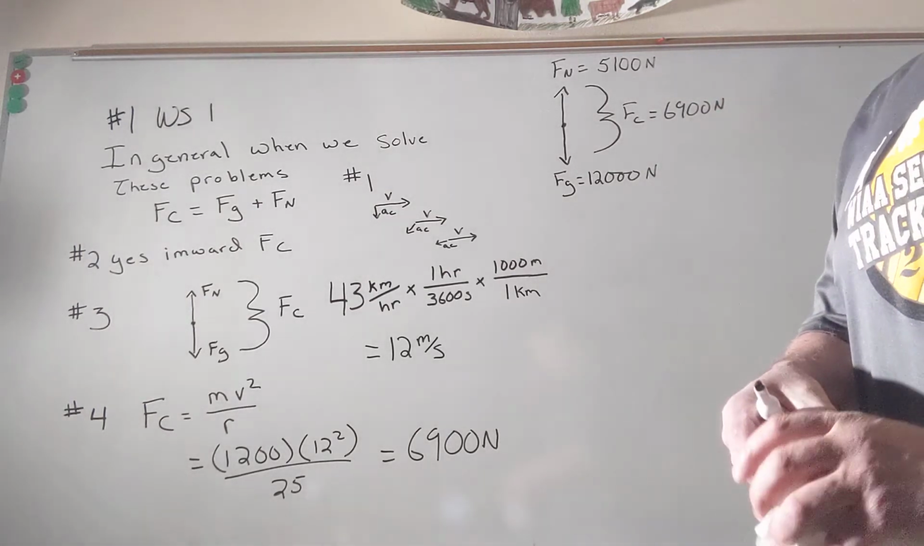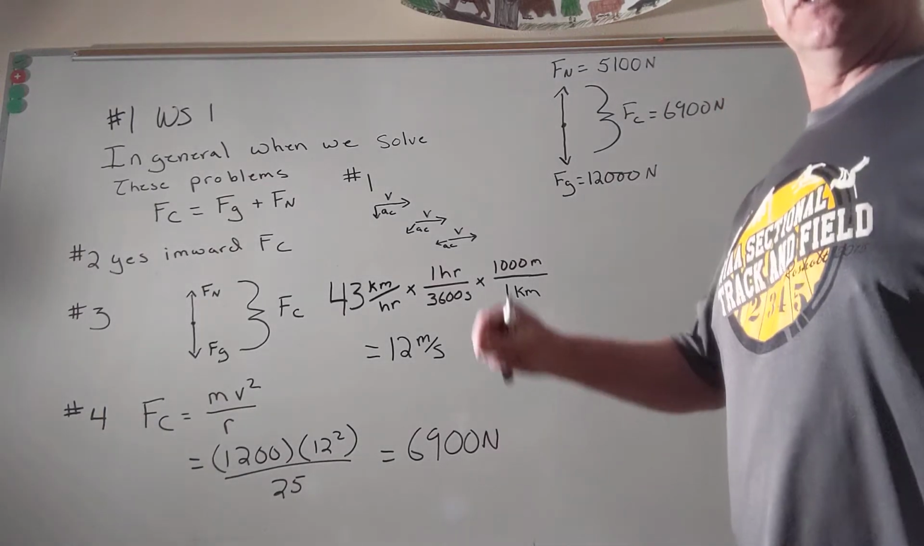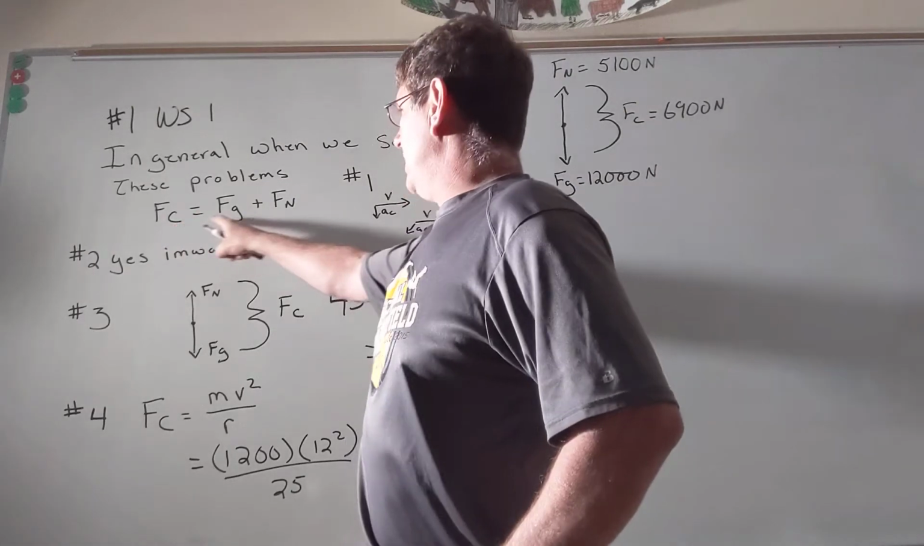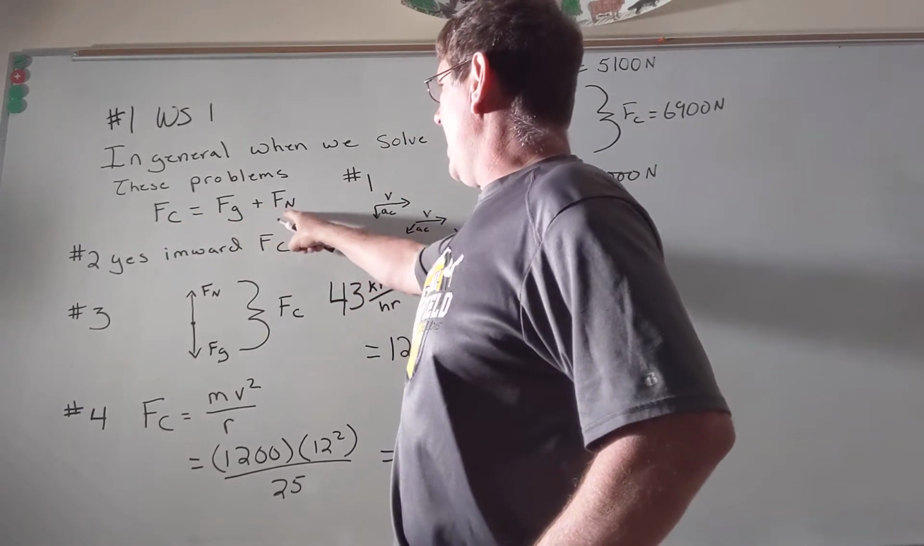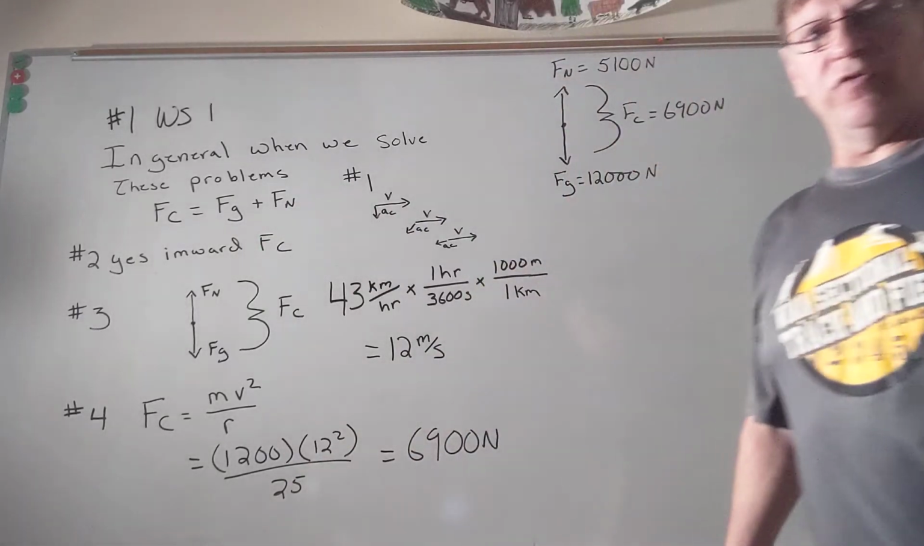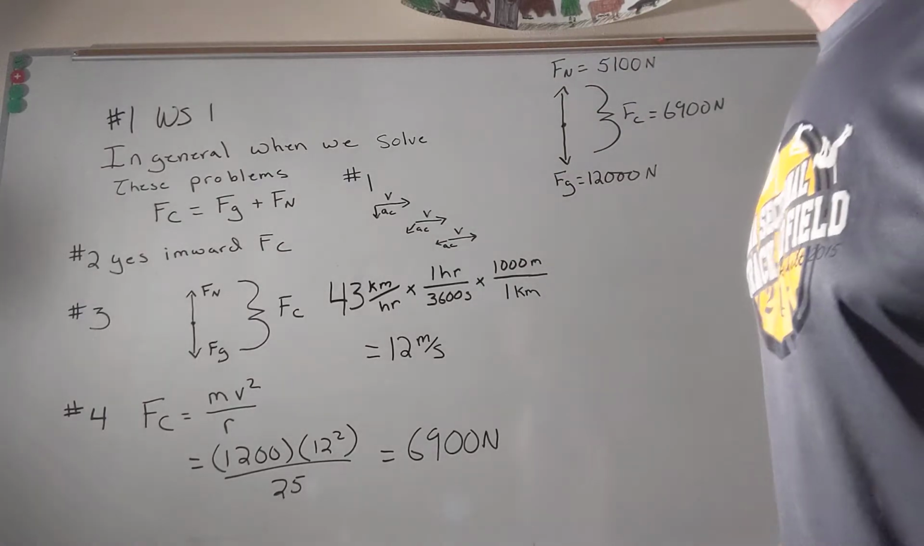But the easiest way to think of centripetal force is being the sum of the forces inward. So if we think of Fc as being Fg plus Fn, the normal force, and gravity, it makes it easier for us to understand what's going on, and in the end I'll show you how this makes sense.